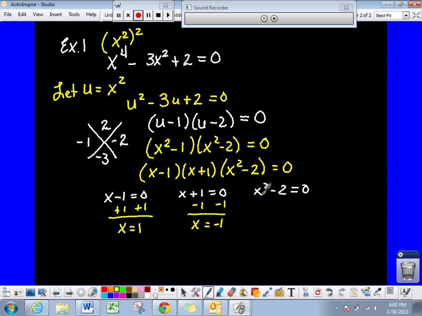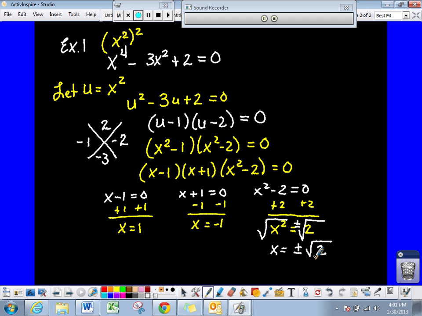Here we have to do something a little different. We're going to add 2 to both sides, but we end up with x squared equals 2. And what do we do with this? Get rid of a square? Yes, we have to take the square root. When we take the square root of a variable, we must add plus or minus. So the square root of x squared is x equals plus or minus the square root of 2.